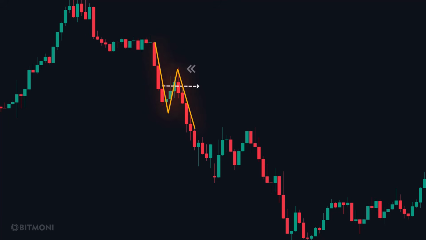So this counts as a valid pullback. Moving on, we still have a continued push to the downside, followed by another brief pause, marked by a single green candle. But if we mark the high of the last bearish candle before the pause, you can clearly see that the correction candle wasn't able to break above it.